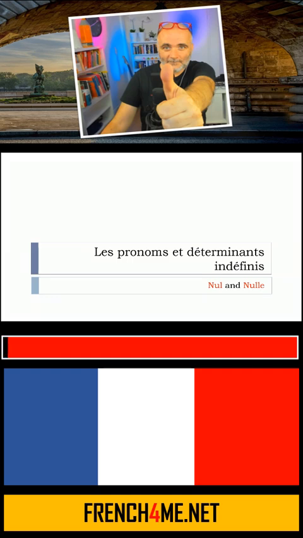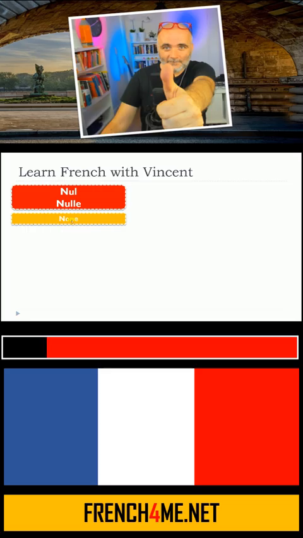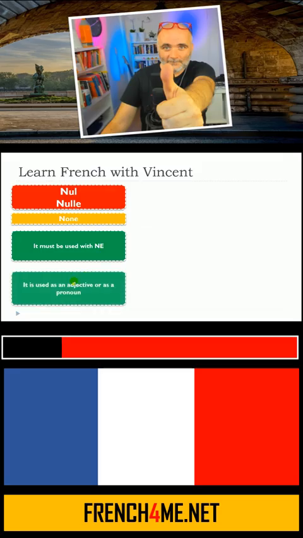In this lesson, we will see together les pronoms et déterminants indéfinis. But more precisely, we will see nul and nulle. So, this lesson is about nul and nulle. And they mean none. Remember, it must be used with ne. And it is used as an adjective or as a pronoun. So obviously, we'll see the two situations.